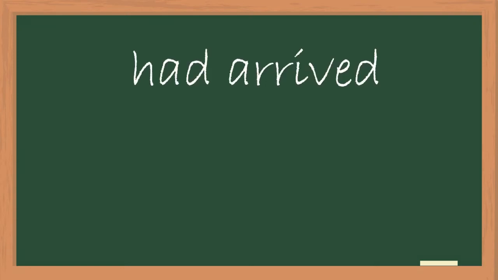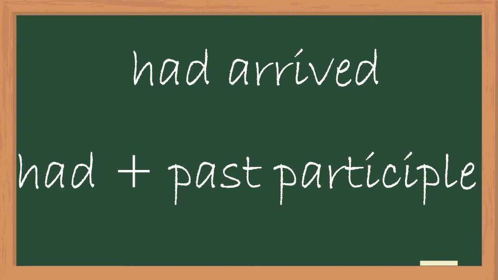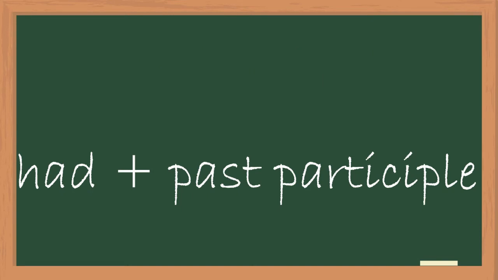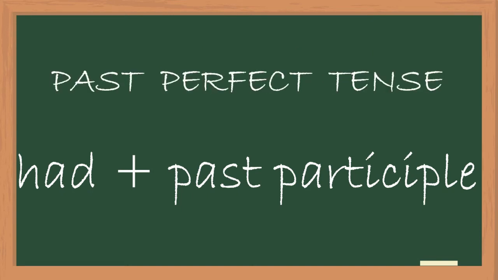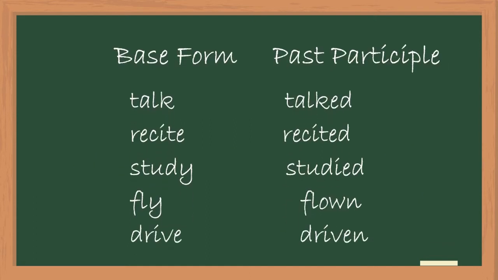How is the past perfect tense had arrived formed? It is formed by combining the auxiliary verb had with the past participle of the main verb. Some examples of the past participle of the verbs are the following. Do you want to see more?